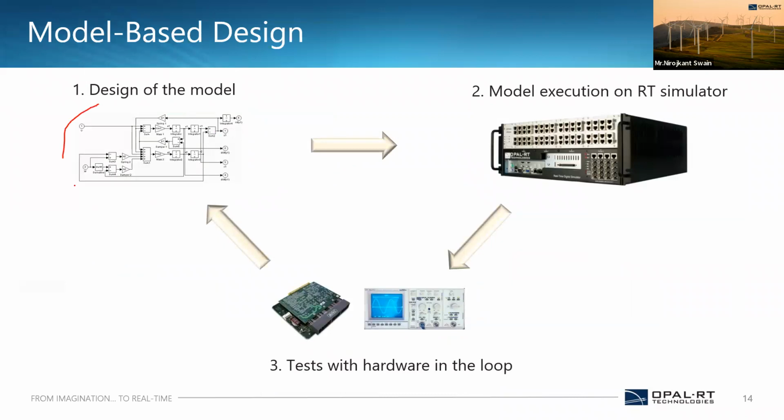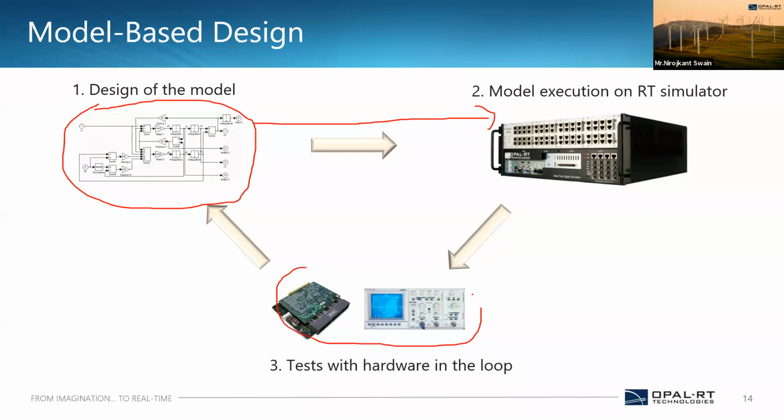First, we need to design our model in Simulink. After that, we dump our model into a real-time simulator. After that, we can interface a controller, a hardware, we can see our result in a DSO, and we get feedback from the controller to our model using this simulator. That's what we call hardware in loop. It is the procedure to work with a real-time simulator.